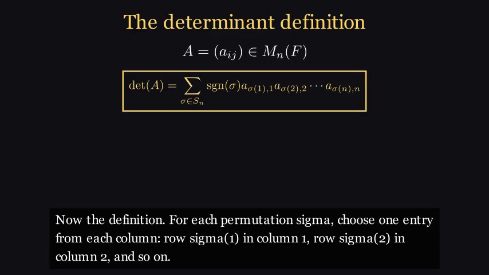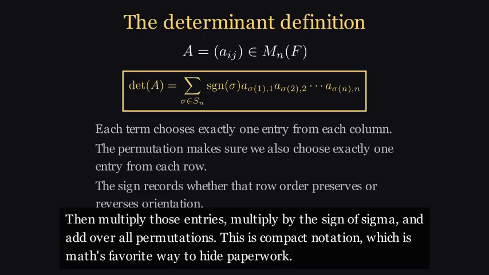Now the definition. For each permutation sigma, choose one entry from each column. Row sigma of 1 in column 1. Row sigma of 2 in column 2. And so on. Then multiply those entries. Multiply by the sign of sigma. And add over all permutations. This is compact notation, which is math's favorite way to hide paperwork.